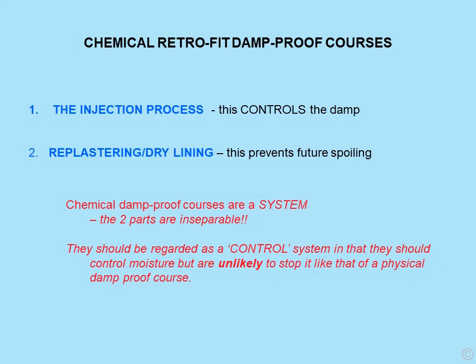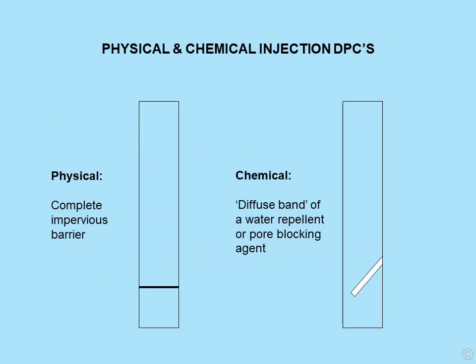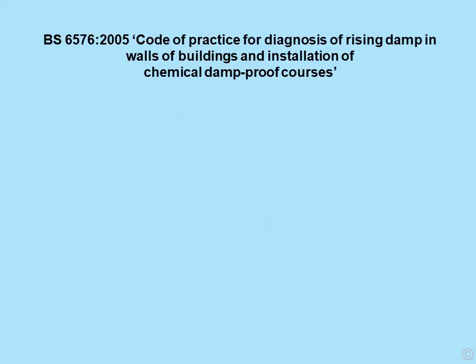They should be regarded as a control system in that they control moisture but are unlikely to stop it like that of a physical damp-proof course. Hence the replastering or dry lining to give us a dry non-spoiling finish. So here's a comparison of the appearance of the two. Physical damp-proof course: complete impervious barrier across the wall. Chemical: a diffuse band of a water repellent or pore blocking agent.